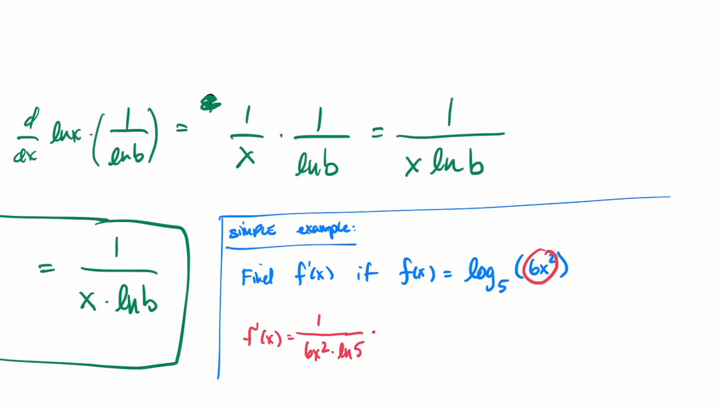However, since we differentiated an outer function and there is an inner function, we need that inner rate of change. And so that will be times 12x, right, because of the chain rule. And so this all simplifies: 12 over 6 becomes 2, the x cancels up top, and so it'll be 2 over x ln 5. Right, and so that's about as simple as it gets.